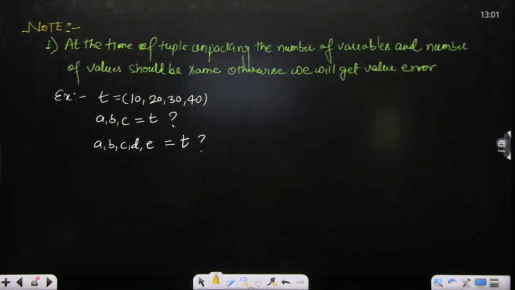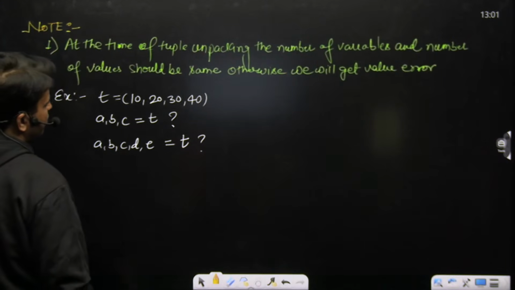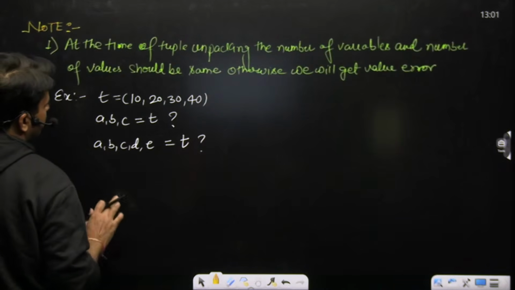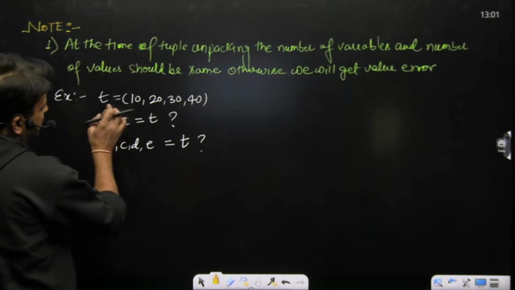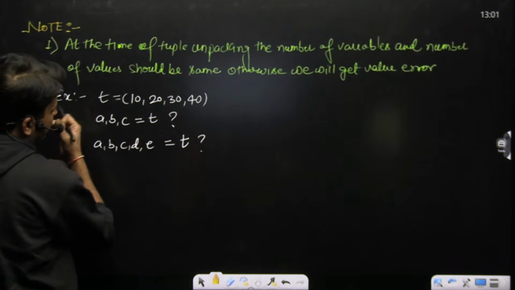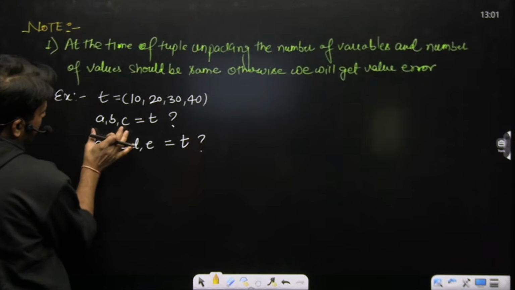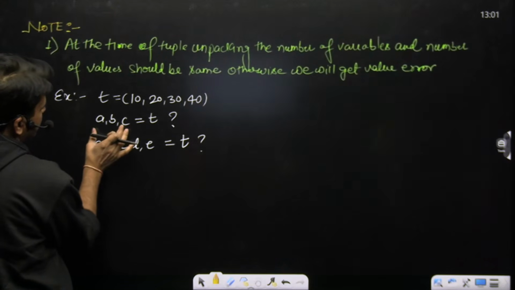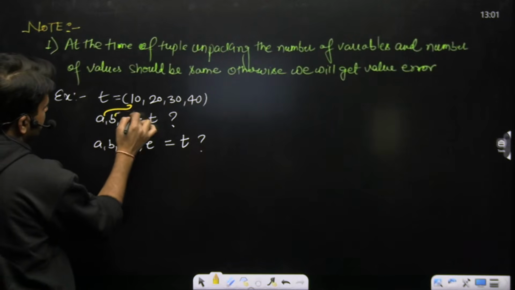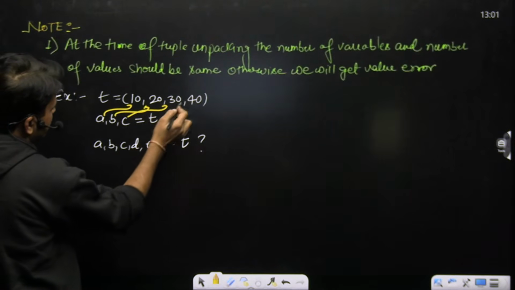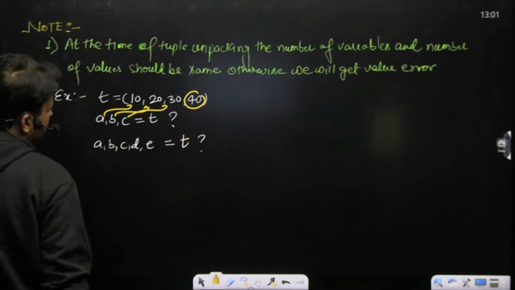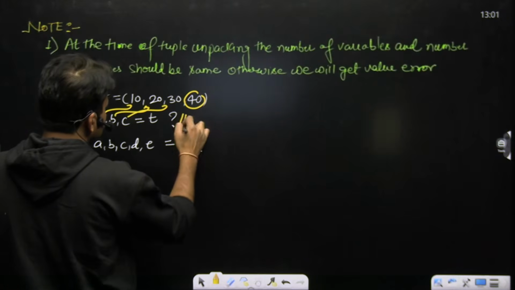So this is an important note. At the time of tuple unpacking, the number of variables and the number of values should be the same. Otherwise, we will get a ValueError, student. What is the meaning of this one? Sir, here this tuple T contains four elements. But this is tuple unpacking, right, student? You are passing on the left hand side only three variables. So A is pointing to this one, B is pointing to this one, C is pointing to this one. What about 40, student? So this is an error. This is wrong. Not allowed, student.